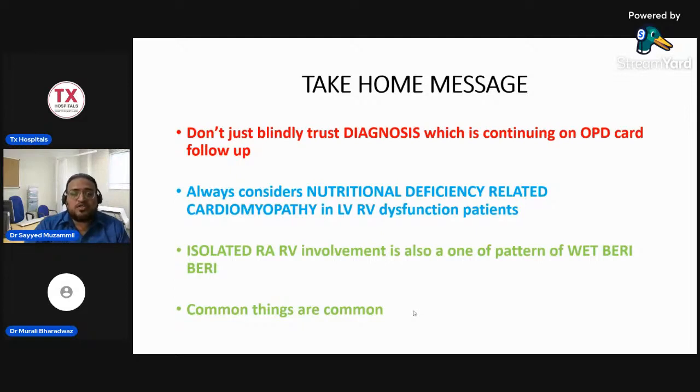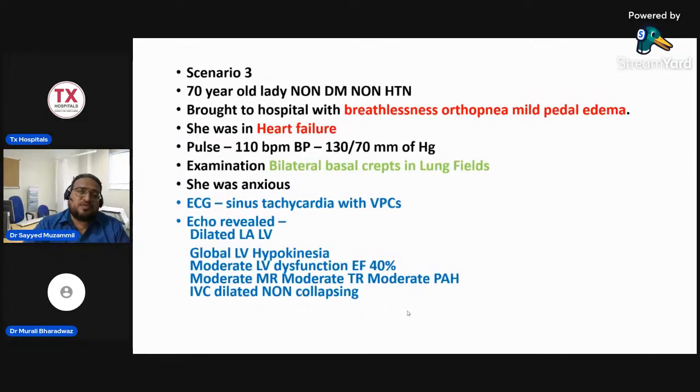Also, common things should be common. If you are making a rare diagnosis like primary pulmonary hypertension, you are rarely correct. So this is the message from this case. So this was a case of right heart failure. So now third case I want to present. This I recently treated in my clinic.